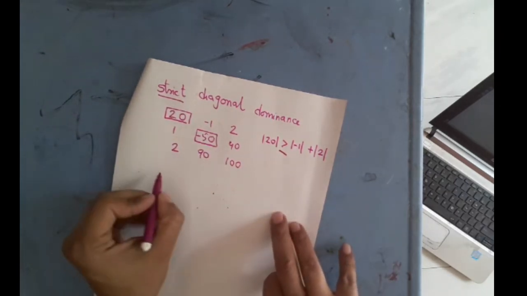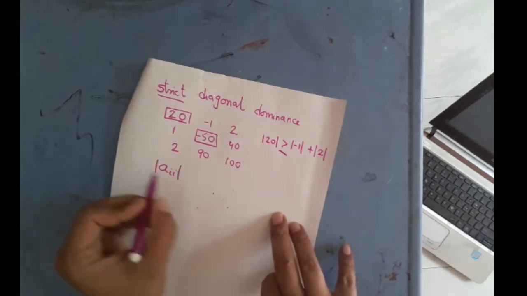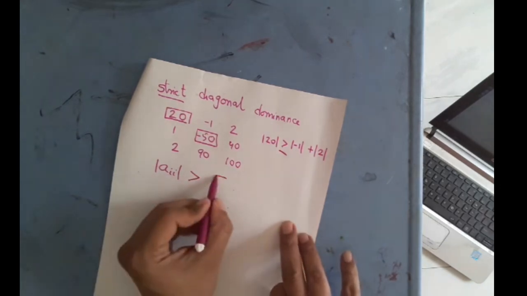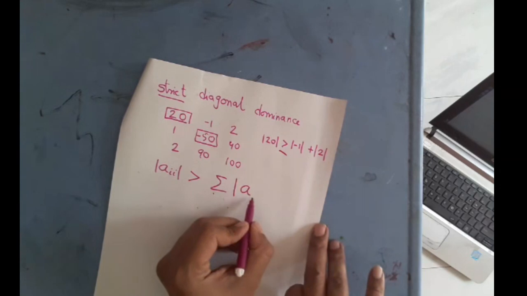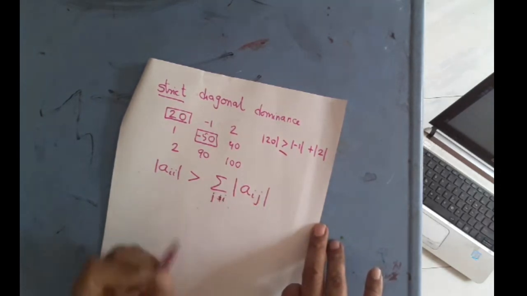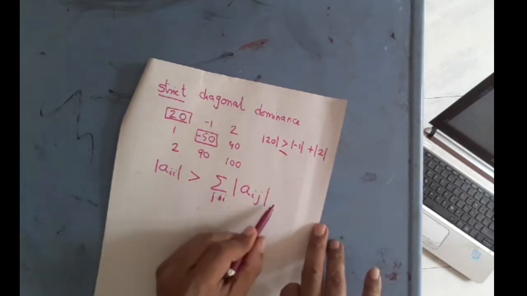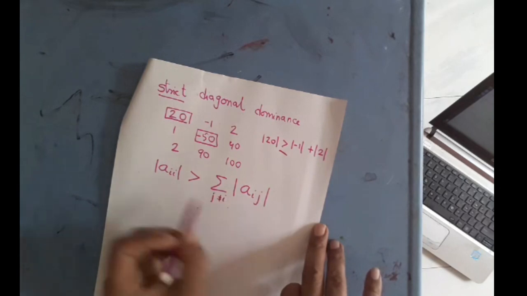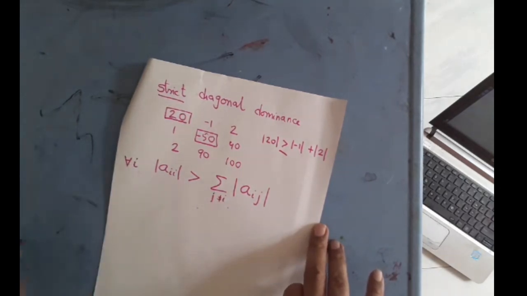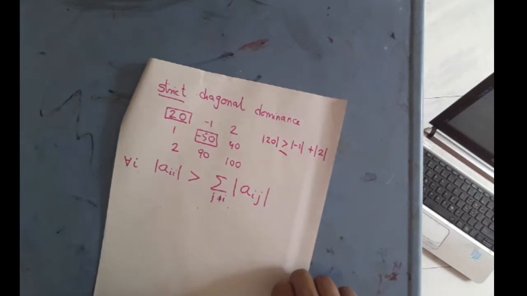So the definition is that the absolute value of a_ii, the ith diagonal entry, is strictly greater than the sum of absolute values of all the other entries in the ith row, with j not equal to i, that gives you all the other off-diagonal entries in row i. It must hold, and this must hold for all rows. That is called strict diagonal dominance.